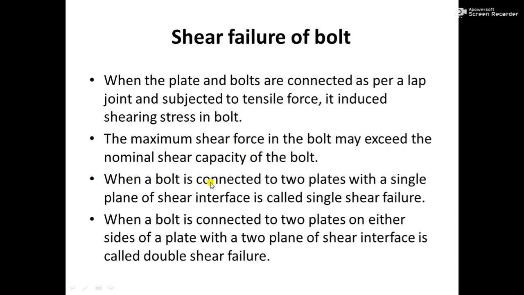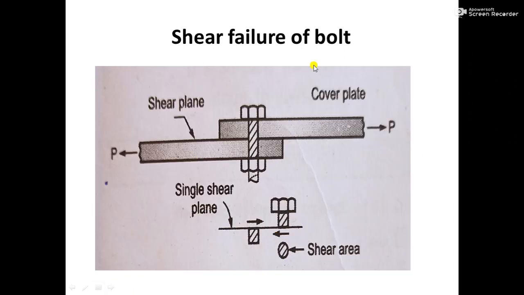Again, when a bolt is connected to two plates with a single plane of shear, the interface is called single shear failure. When a bolt is connected to two plates on either side of a plate with two planes of shear, the interface is called double shear failure. See here in the diagram, shear failure of bolt.